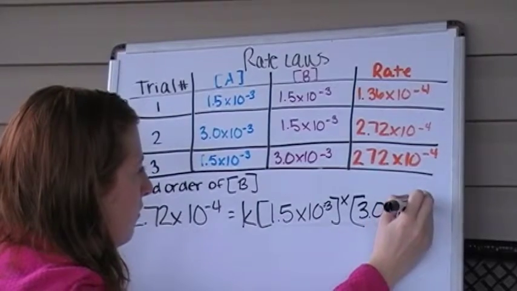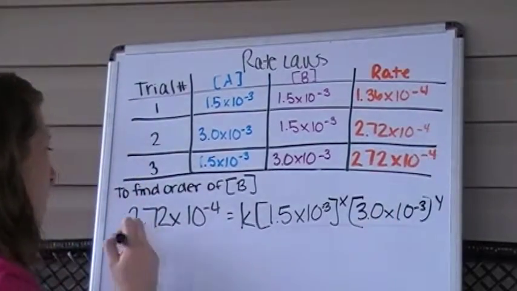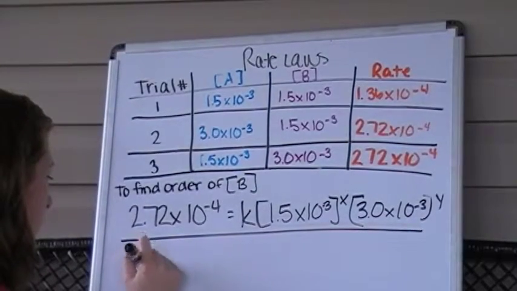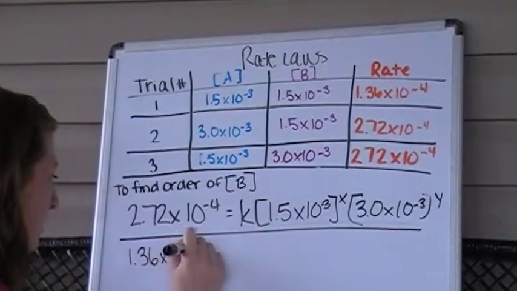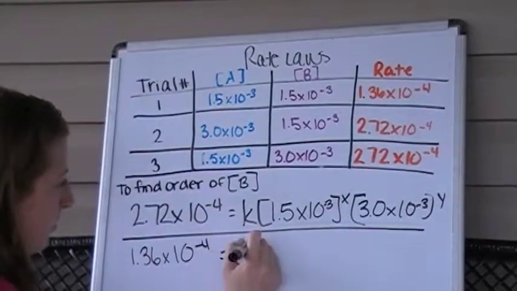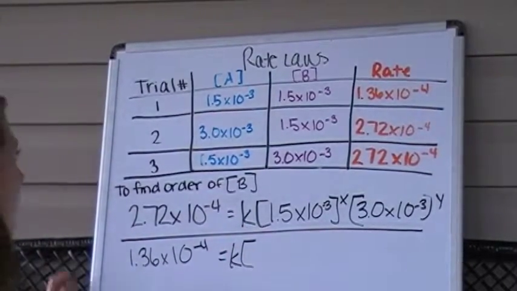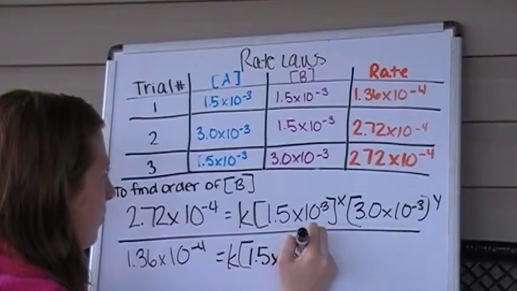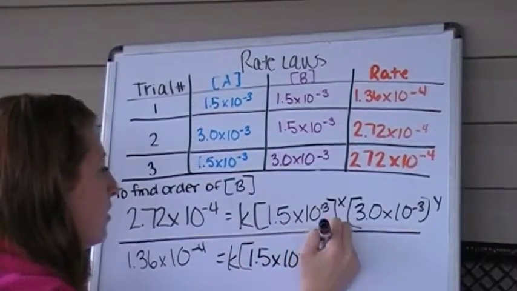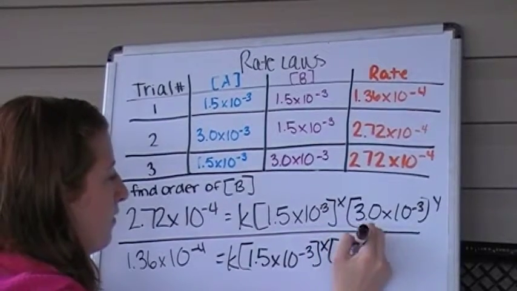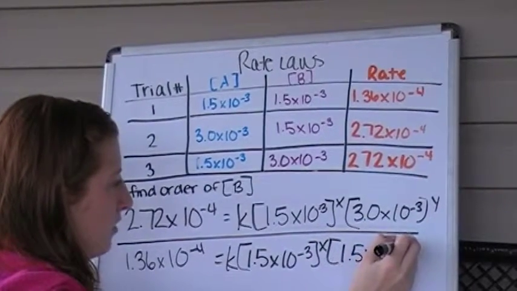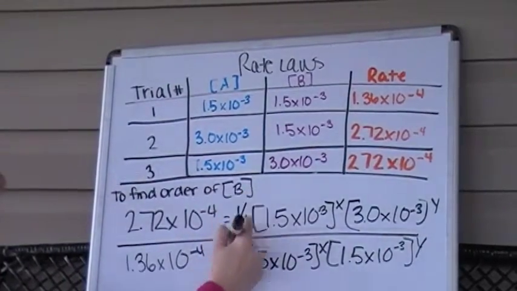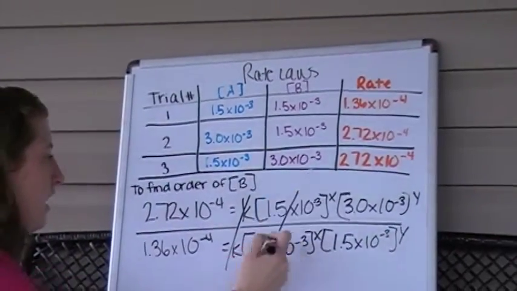3.0 times 10 to the negative 3rd to the Y, divided by trial 1, 1.36 times 10 to the negative 4 equals your rate law constant times reactant A, 1.5 times 10 to the negative 3rd to X, and 1.5 times 10 to the negative 3rd to the Y. So in this case, your K's cancel out, and so do your A.